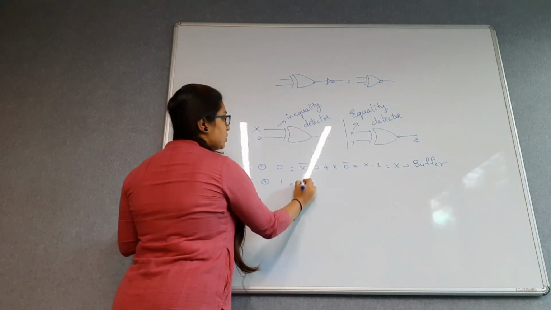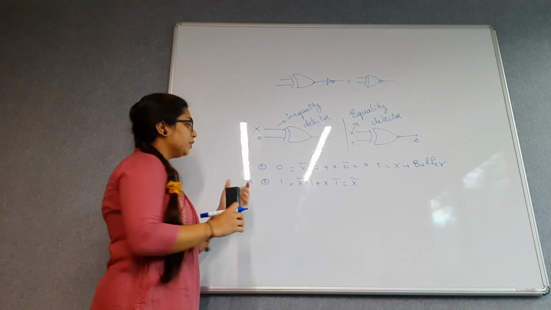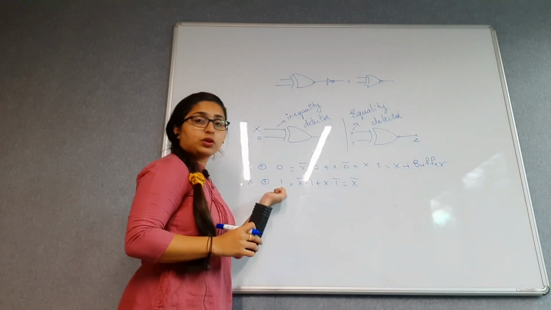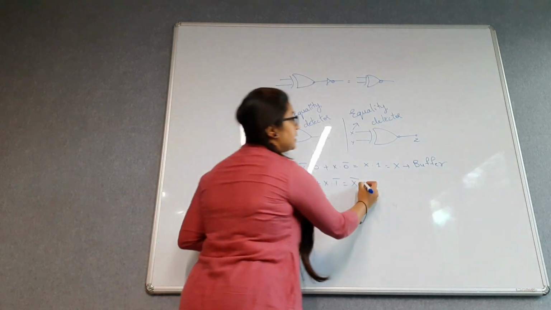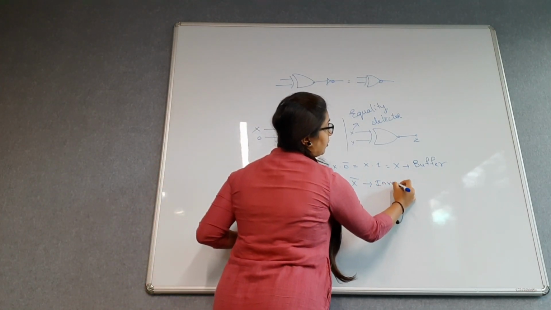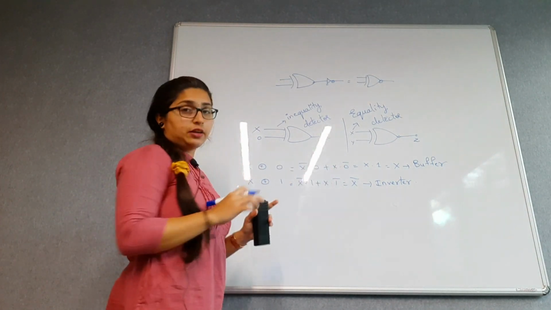Okay, and X XOR 1, so this will be X bar. So if you are giving input as X and the other input is fixed to 1, you will be getting the complement of the input. That means it is acting as the inverter. Okay, it is acting as an inverter.